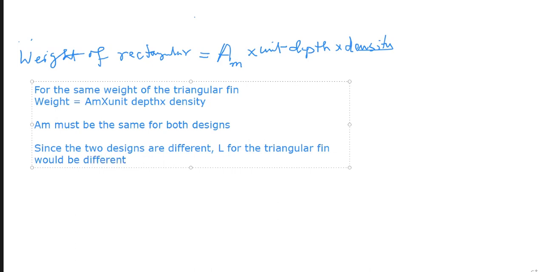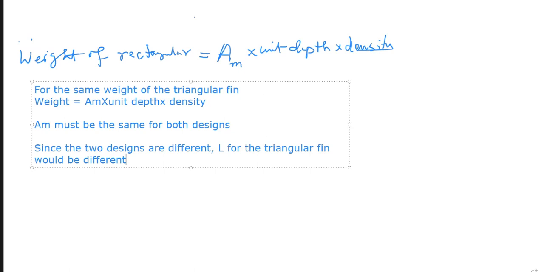Okay, so this is the most important part in your understanding, that the aim is the same, but because of the difference in design, their lengths would be different. আমরা already একটা length ধরেছি rectangular এর জন্য 20 millimeter. Now this one would be different. Let's find out that quantity.